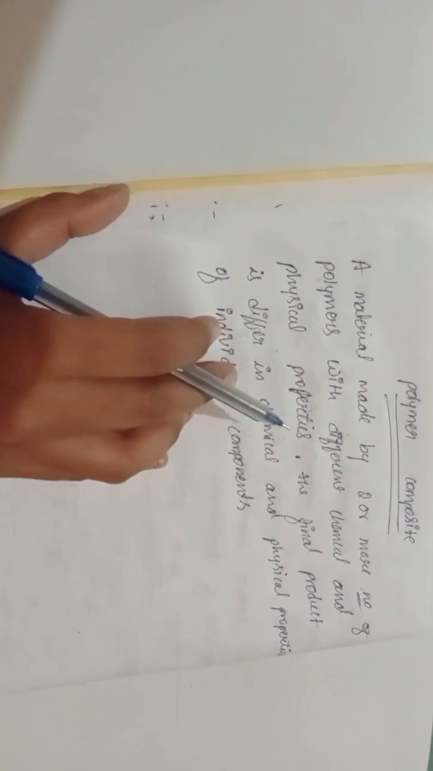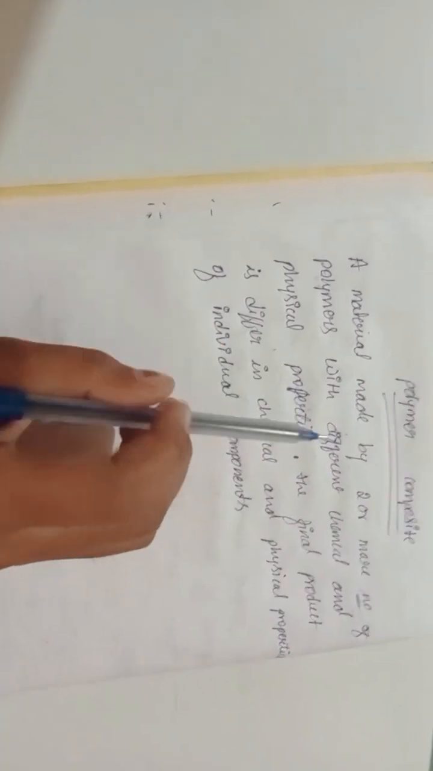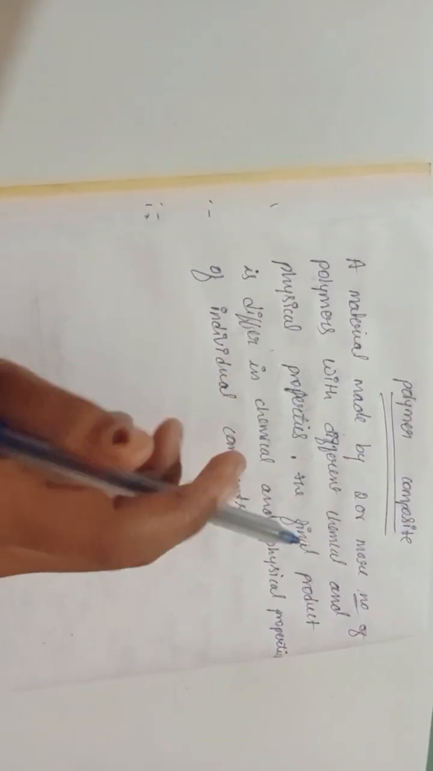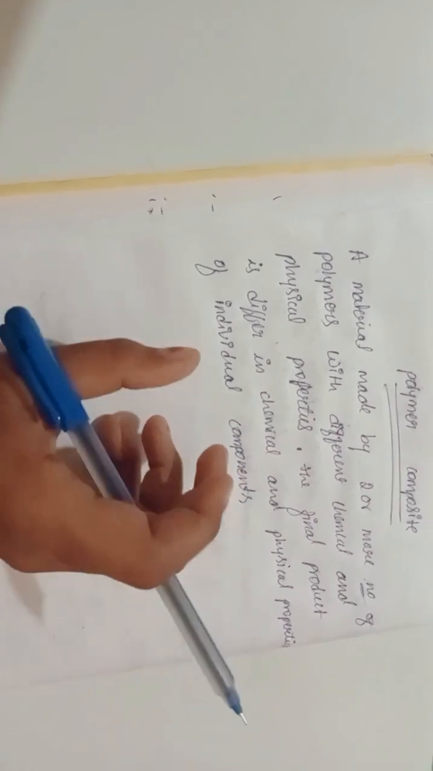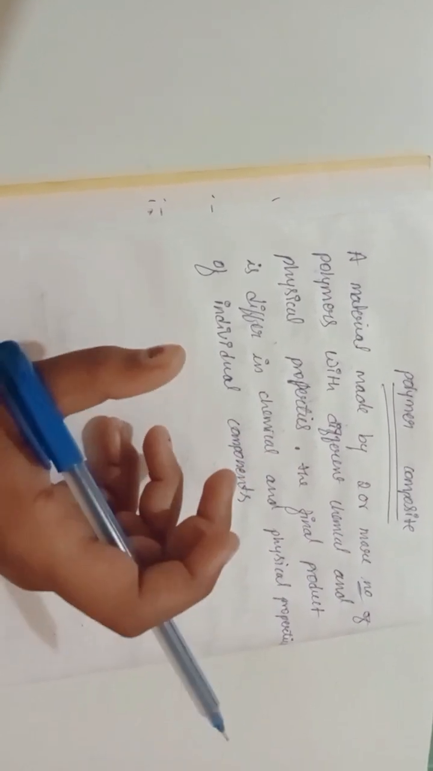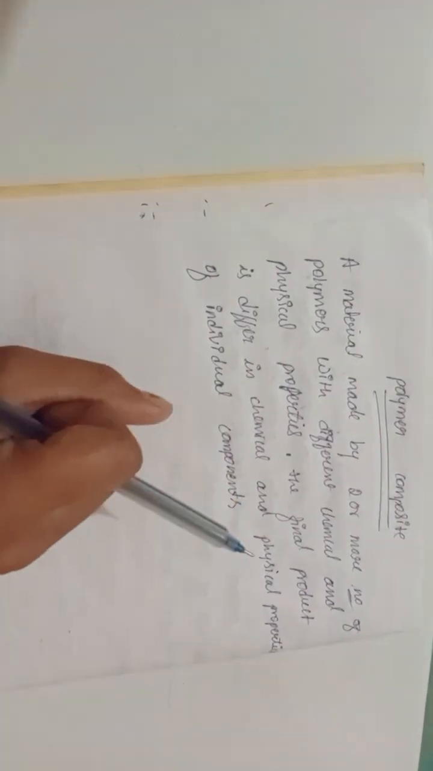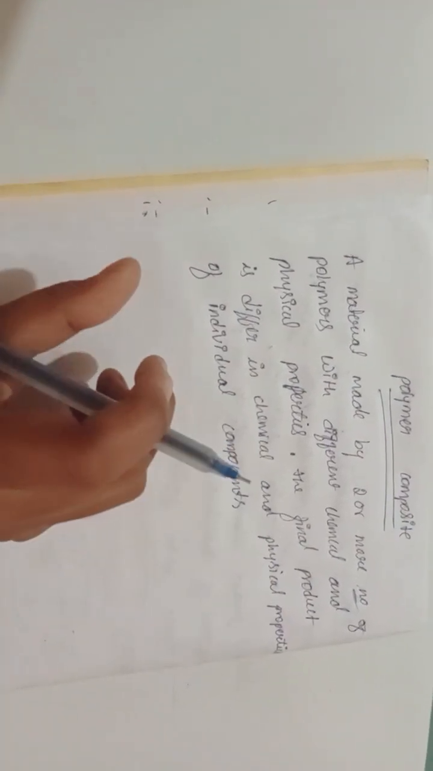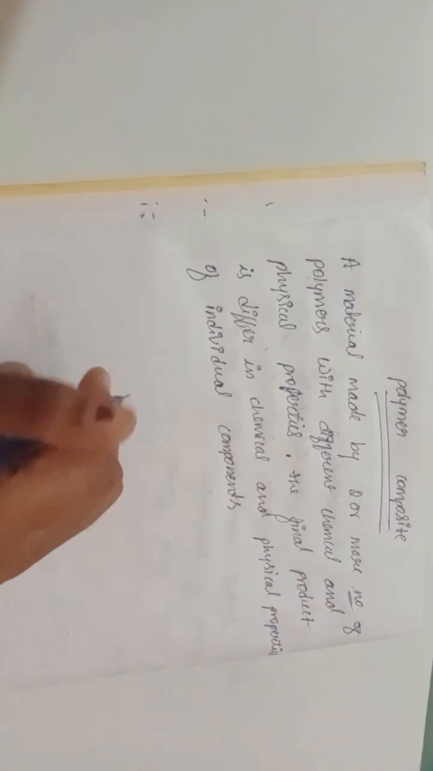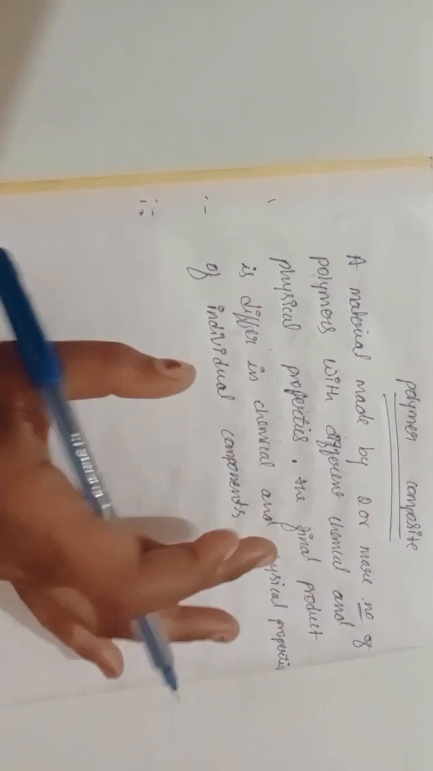Here the definition means that we have to get the polymer composites by the addition or combination of two different polymers, and the two different polymers should differ in their physical and chemical properties, where the final product obtained from these two polymers should differ in the physical and chemical properties of the individual components. So this is what the definition says for polymer composite.